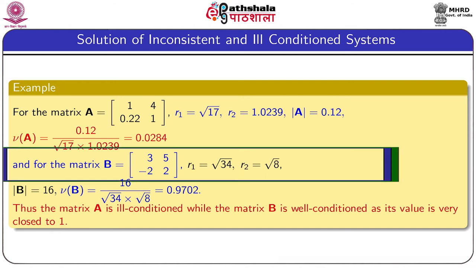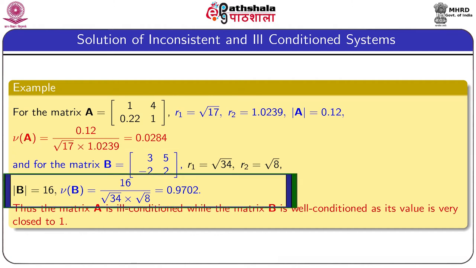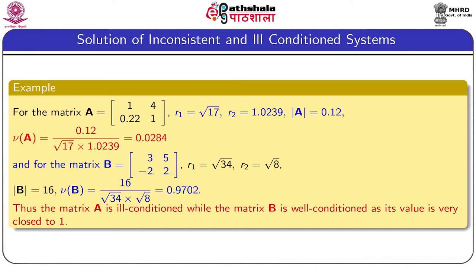And for the matrix B, R1 equals root 34, R2 equals root 8, and the determinant of B is 16. Therefore, nu of the matrix B equals 0.9702. Thus, the matrix A is ill conditioned because nu A is very small, close to 0, while the matrix B is well conditioned as its value is close to 1.